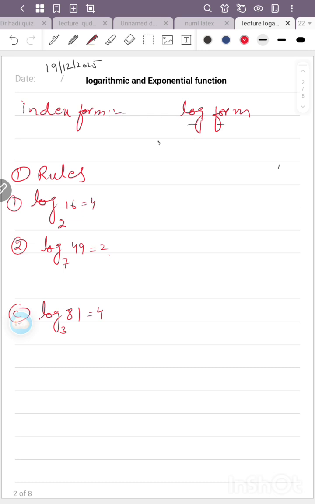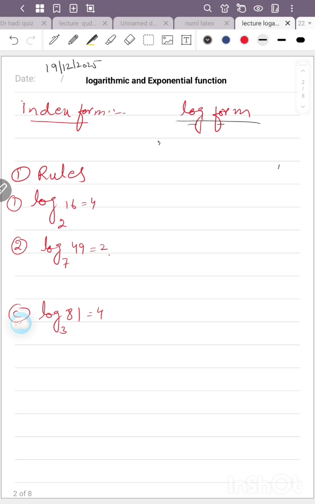Today we have a topic: logarithm and exponential functions. What is a logarithm? What are logarithmic functions? We have to discuss in detail. There are two types: the first one is index form, the second one is log form. What is the index form? What is the log form?